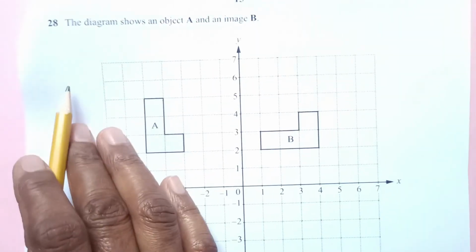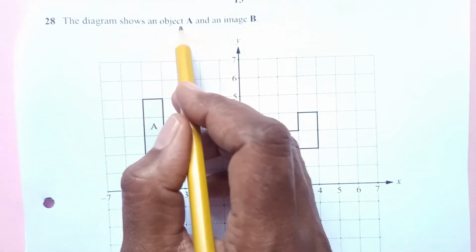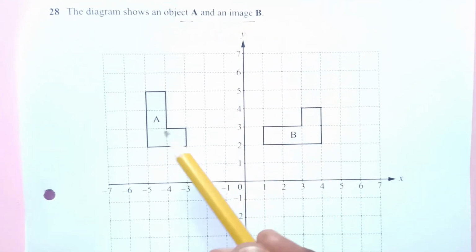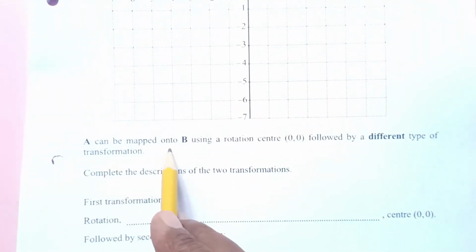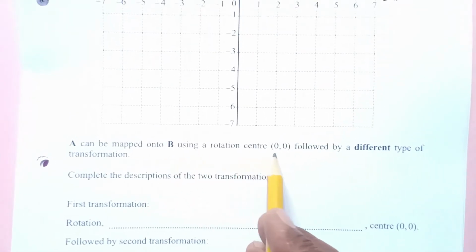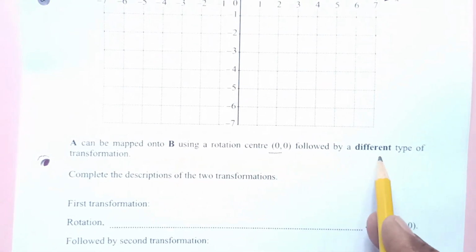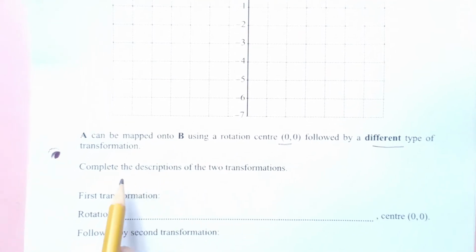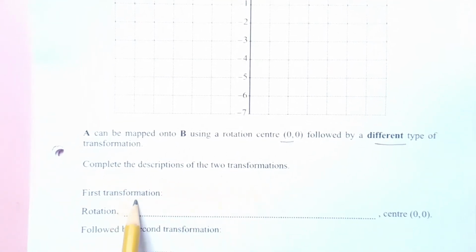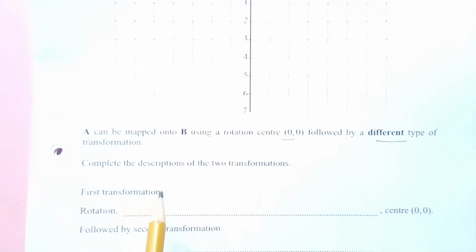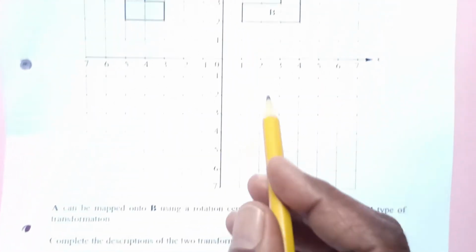So another question. The diagram shows an object A and an image B. So B is the image of A. So A can be mapped onto B using a rotation about 0 0 followed by a different type of transformation. Complete the description of the two transformations. First is a rotation here, a rotation which is like this one.